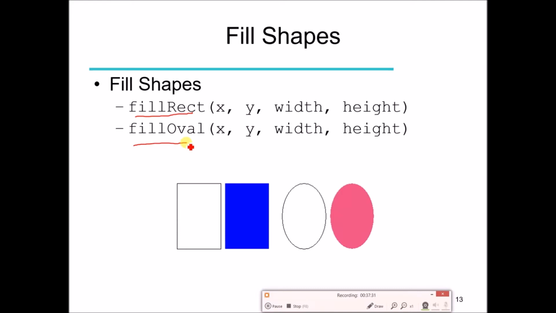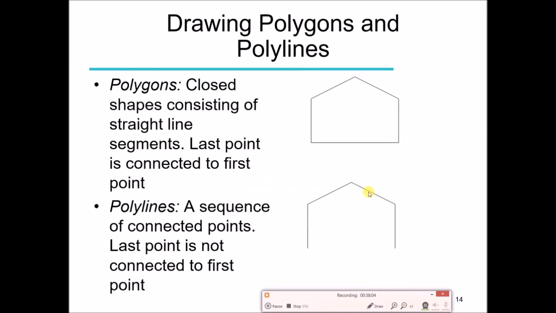They are going to work the same, so their parameters are the same: x and y, which are the top left corner, the first two parameters, and the width and height of the rectangle or the oval. But they are going to draw shapes which are filled from the inside. Similarly, you can see that fillOval is going to draw the oval which is filled. Of course, we can change the color. Whatever the current color is, the objects are going to be drawn and filled with the current color. We can change the color anytime by using certain methods.